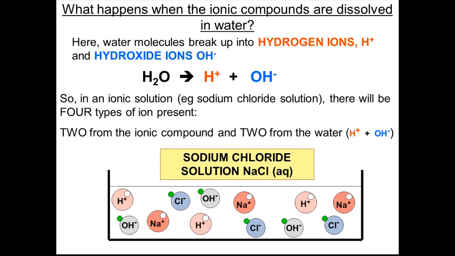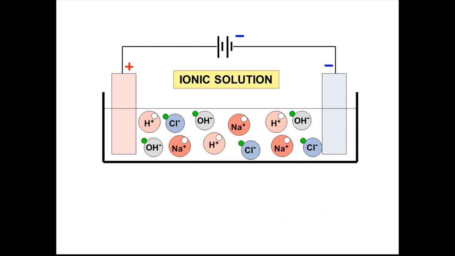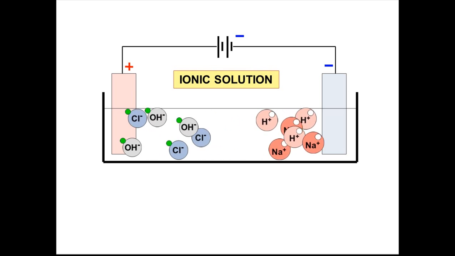So in an ionic solution then, for example, sodium chloride solution, there'll be 4 different types of ions present. 2 of them will be positive and 2 of them will be negative. So here we've got a solution of sodium chloride. We're going to think, right, what's going to go where? The anions are going to go to the anode and the cations are going to go to the cathode, as you can see here.